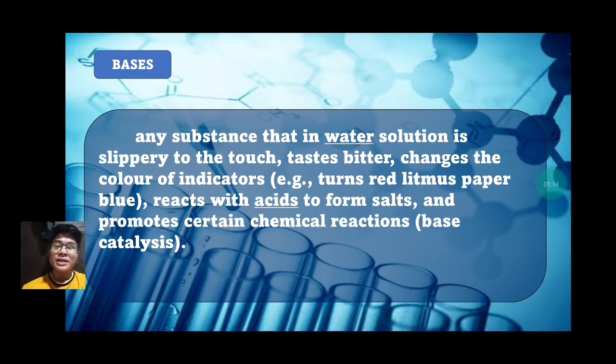If it turns blue, that substance is a base. And for acids, we use blue litmus paper. If the blue litmus paper turns red, that will be an acid. So for bases, use red litmus paper, if it turns blue, that means it is a base. Also, bases react with acids to form salts, and acids react with bases to form water and salts.